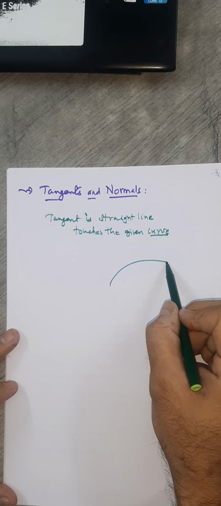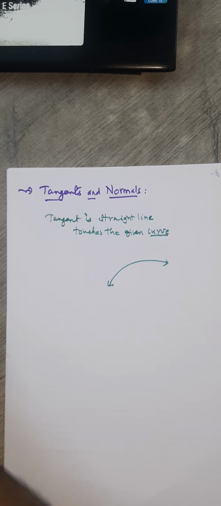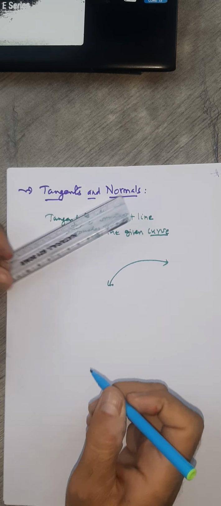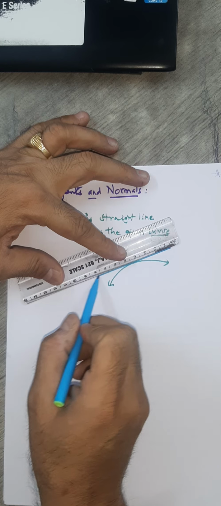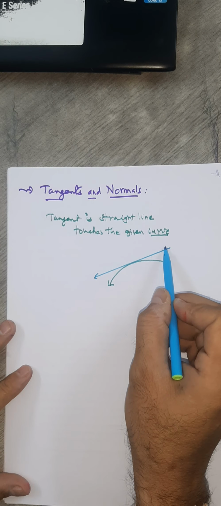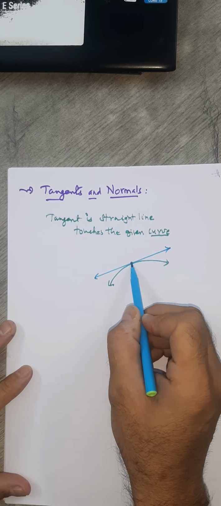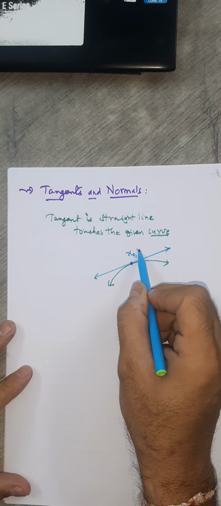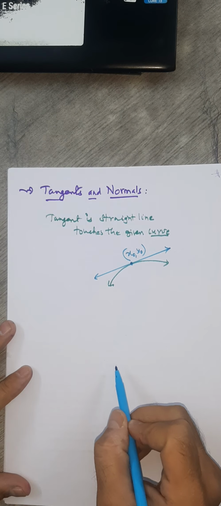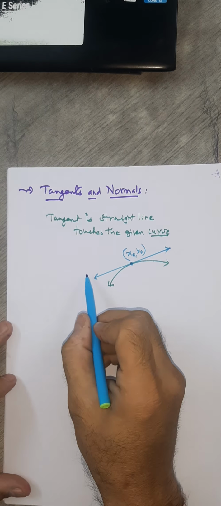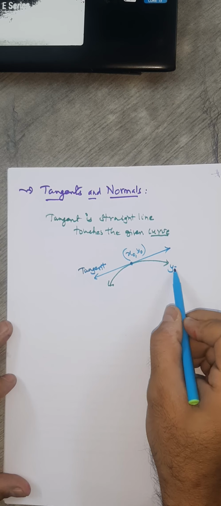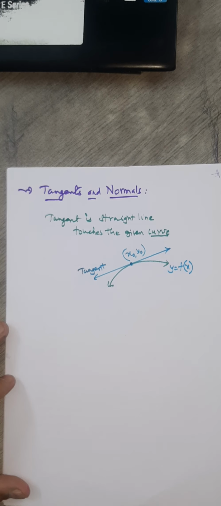So suppose this is the graph of a given function, and I have one straight line like this. So we have a line like this that touches the curve at this point. If I call this x0 y0, this is sometimes called the point of contact. That x0 y0 is called what? Point of contact. This is the tangent or tangent line, you can call it. This is the function y is equal to f(x). Fine.